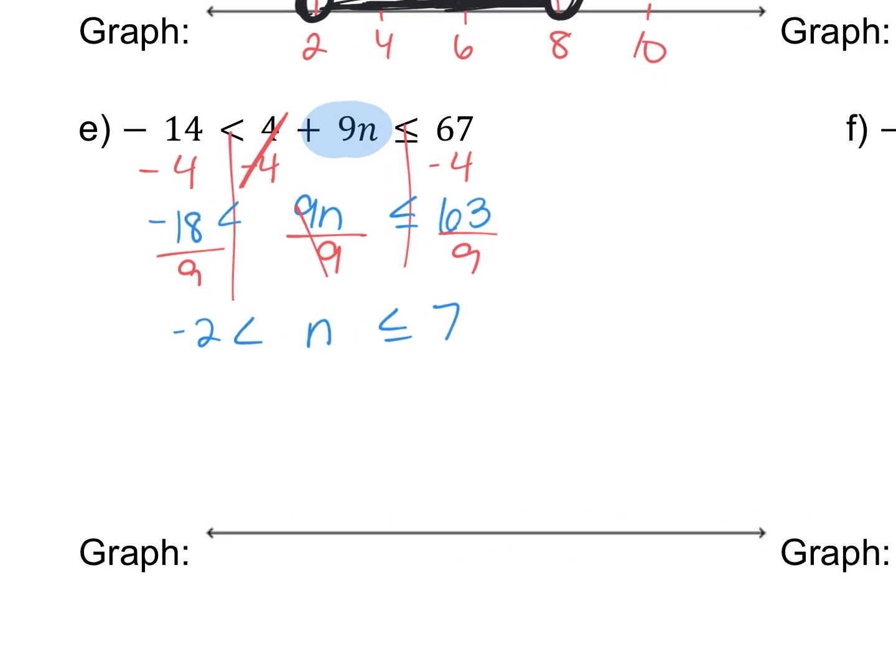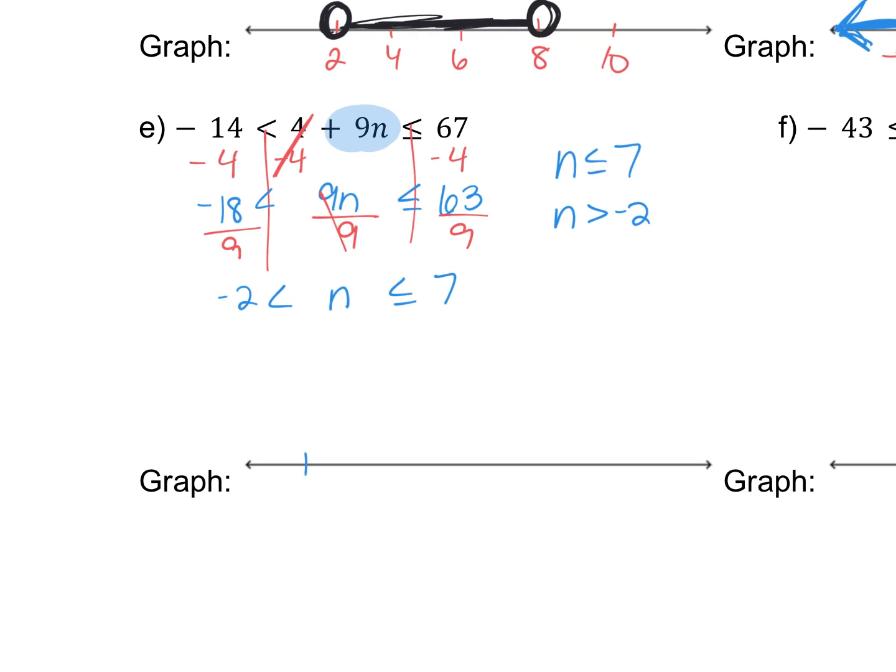All right, so I'm going to write them separately so we can graph them. n is less than or equal to 7, and n is greater than negative 2. Let's count by 2s again. So negative 2, 0, 2, 4, 6, and 8.